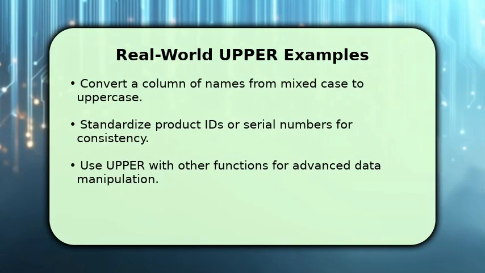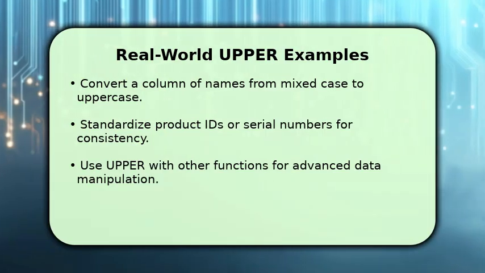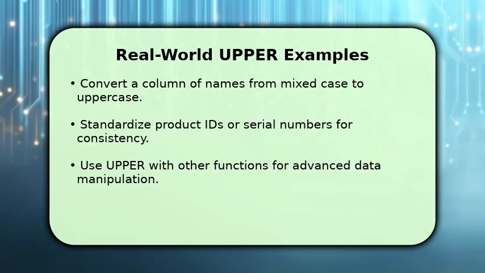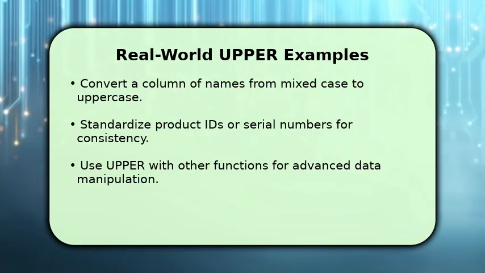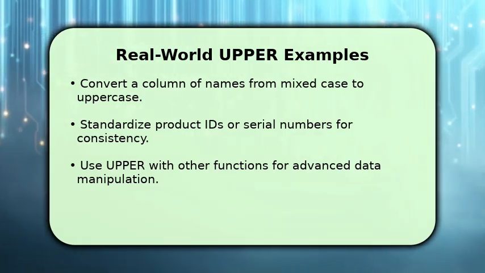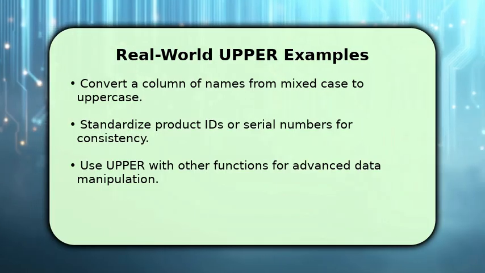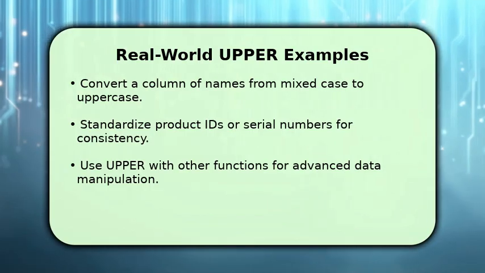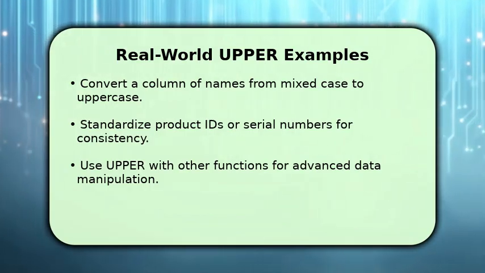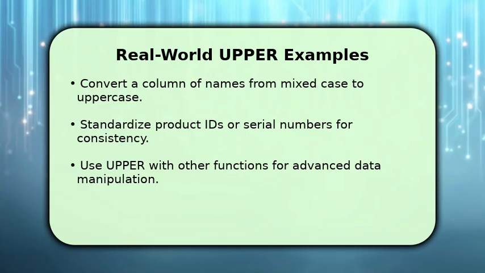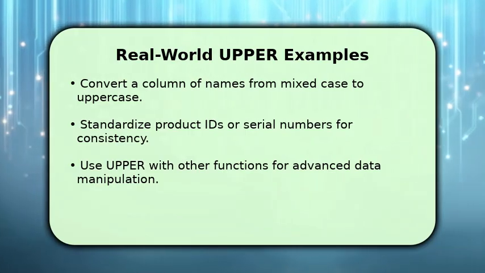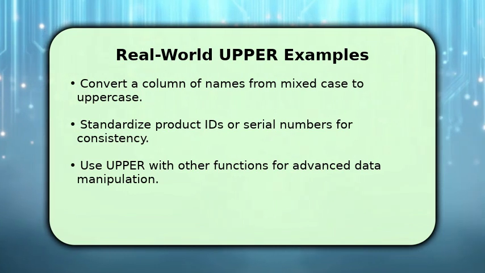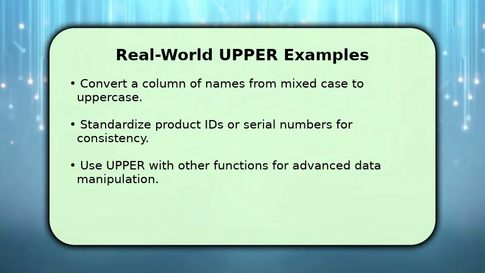Let's look at some practical uses. Imagine you have a list of customer names in column B, some in lowercase, some mixed. You can apply UPPER to the entire column to make all names consistently uppercase. For instance, if B2 contains John Doe, using =UPPER(B2) will result in JOHN DOE. This is perfect for standardizing product codes, ensuring every entry like item 123 becomes ITEM 123. It helps maintain data integrity across your entire workbook.